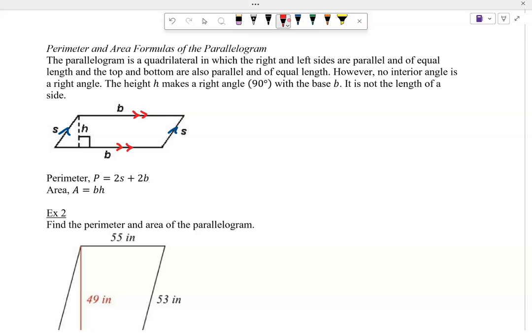Now the height shown, h, let me outline that in orange here. This height or altitude makes a 90-degree angle. And so for the perimeter, I just add up all the side lengths. For the area, I have to know that height and multiply it by my base.